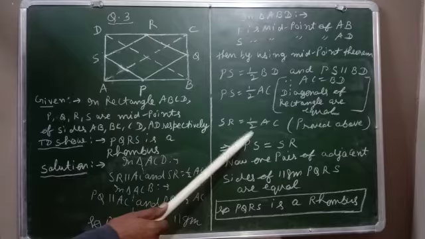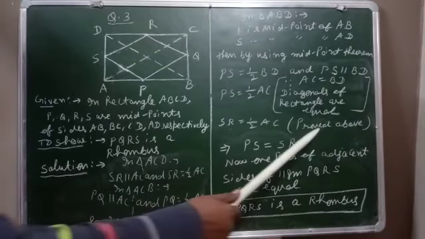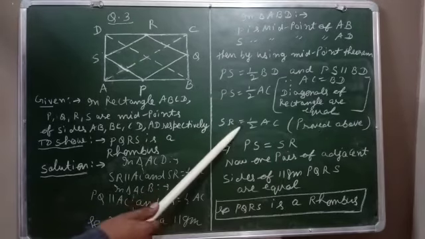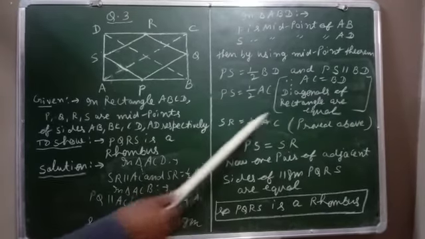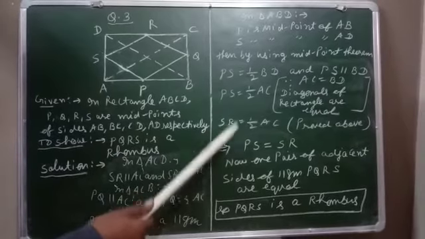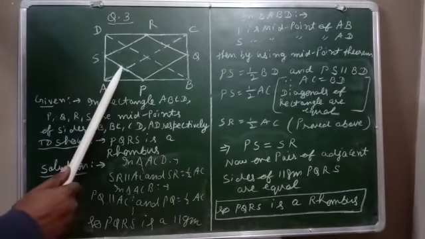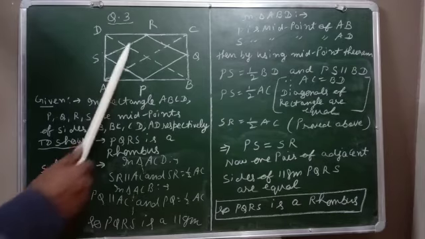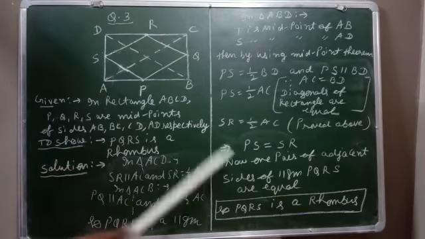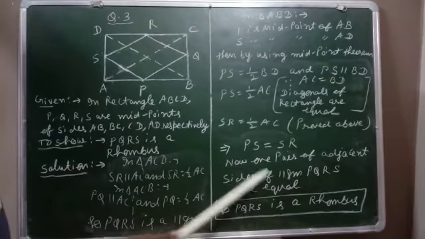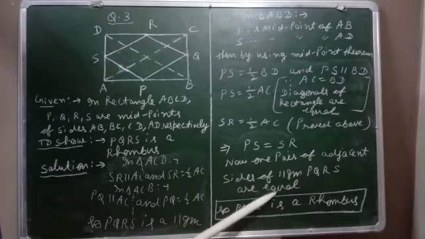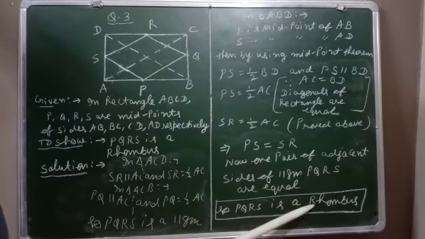Now SR is half of AC, as proved above. In these two, the half AC on the right side is the same, so it will cancel. PS is equal to SR. If you check here, PS and SR are adjacent sides of the parallelogram. So one pair of adjacent sides of parallelogram PQRS is equal. So PQRS is a rhombus.